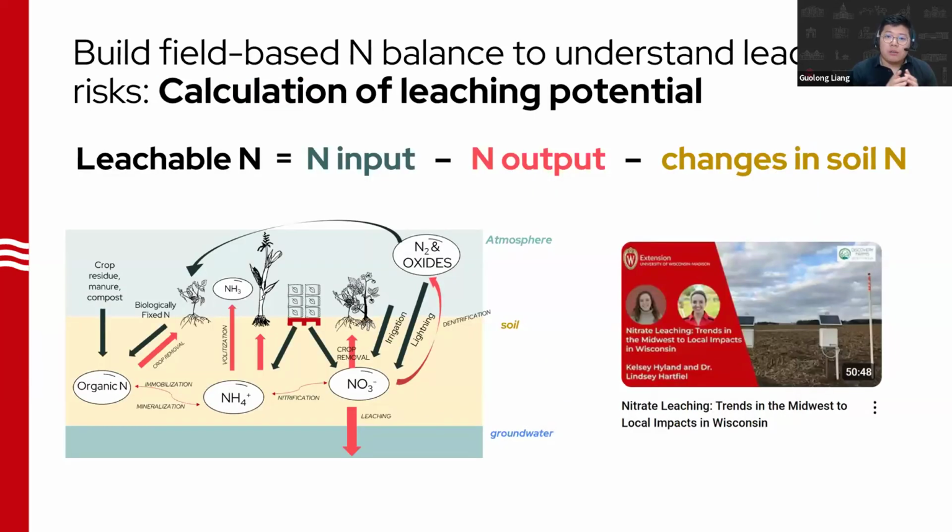When we put leaching, inputs, outputs, and changes in soil into an equation, we can then estimate the leachable nitrogen on a year-to-year basis. If you would like to learn more about this approach, feel free to check out my colleagues Kelsey and Lindsay's webinar linked in our chat and on our website, where they took a deeper dive into this approach and presented on some of the Discovery Farms leaching data from the past years.